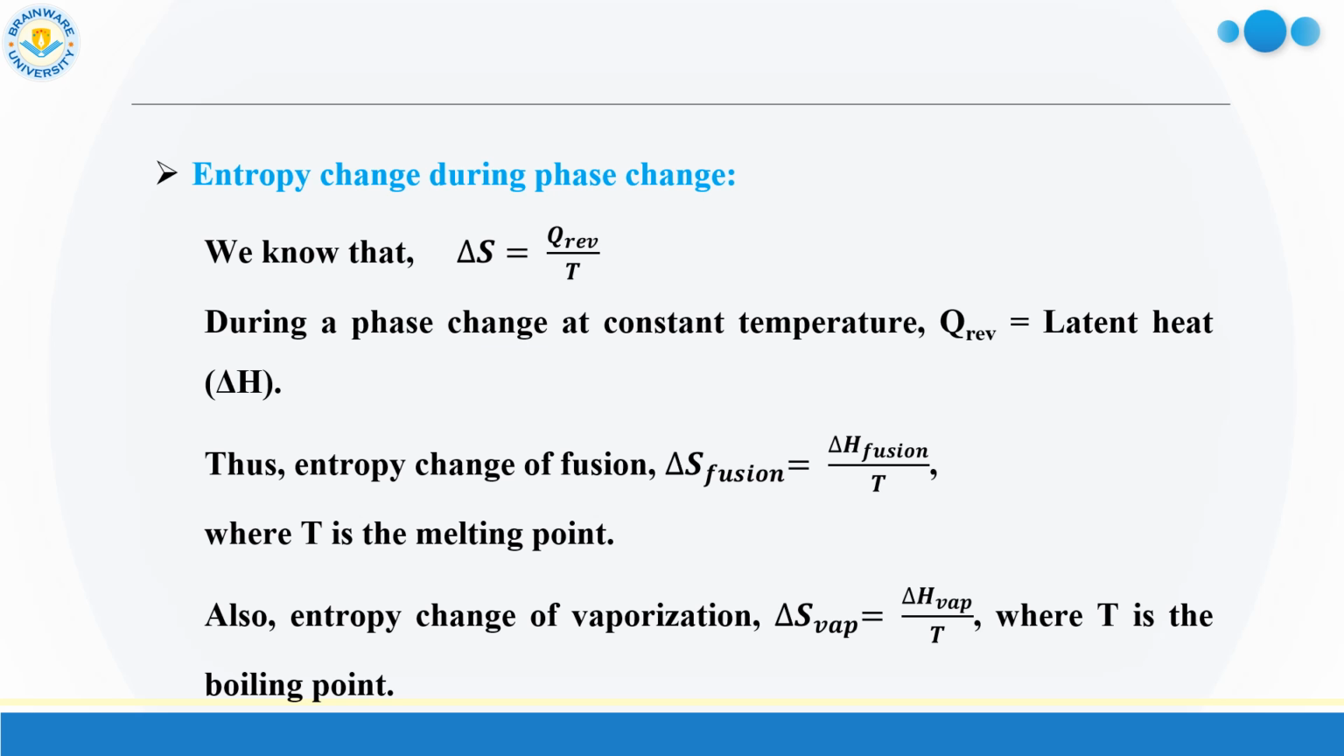So how are we going to calculate the change of entropy during a phase transition, that is from solid to liquid, liquid to gas, or solid to vapor? During a phase change at constant temperature, q reversible will be equal to the latent heat required for the phase transition. Thus, the entropy change for the fusion process will be latent heat of fusion divided by the temperature at which the fusion is occurring, that is the melting point of the substance. Also, the entropy change for vaporization will be latent heat of vaporization divided by the boiling point of the particular substance.